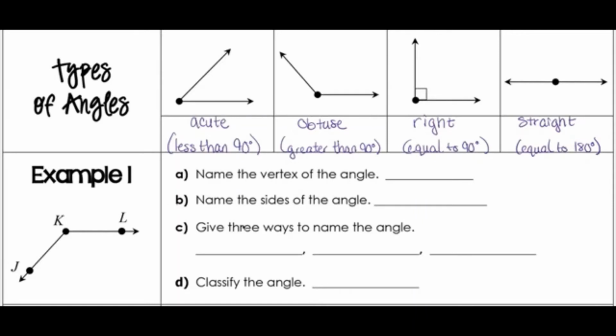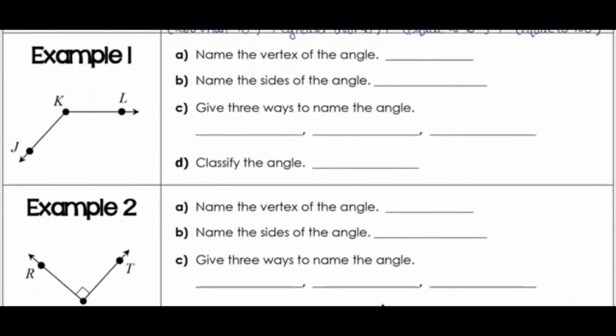Alright, so looking at example 1, let's look at this one together. We're going to name the vertex of the angle first. The vertex of the angle would be K. That's where my 2 rays meet. The sides of the angle, we're going to name those from the vertex out, and they're rays, so we're going to write them as rays. So KJ and KL.